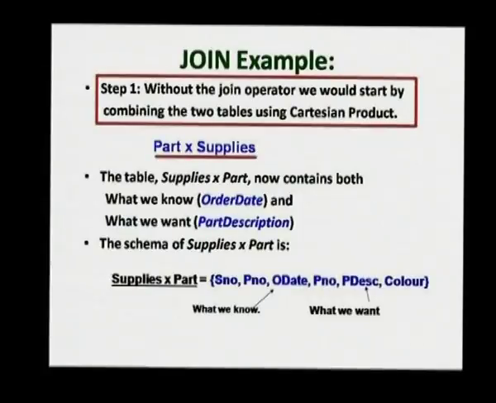So let us assume we have 2 tables, part and supplies, and you just combine them. Suppose part had 5 tuples and supplies had 10 tuples, you will have 50 tuples. The number of attributes will be the number of attributes in part plus the number of attributes in supplies. So let us assume 3 and 2, so 5 attributes, and that will be your big table, that is your Cartesian product. So now it contains both.